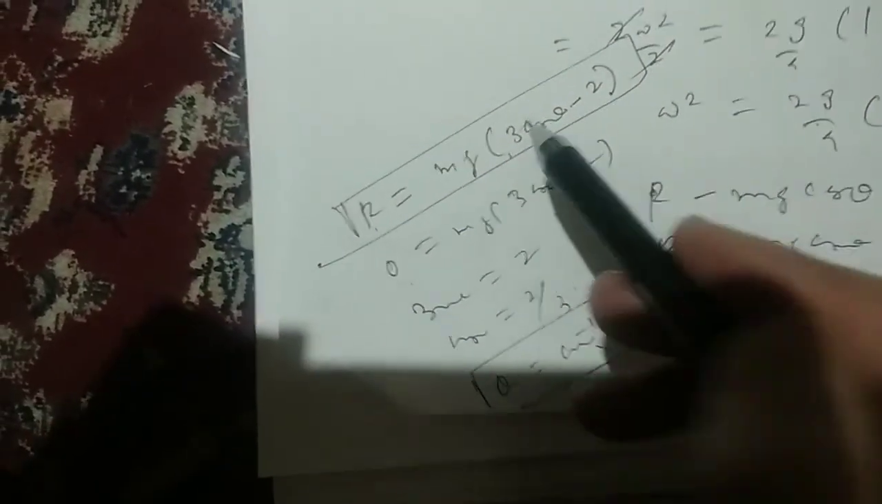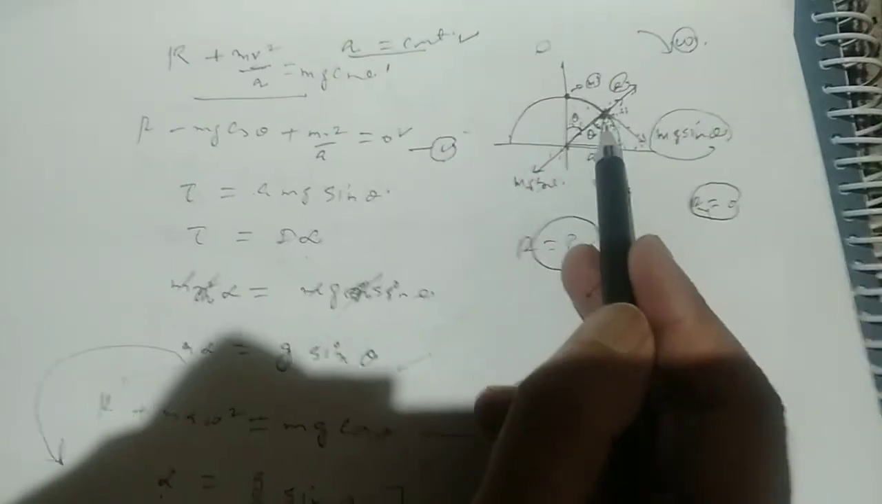We got the value of theta as well. This value of theta is the representative of the value when the particle will leave the surface. Okay, and this is the normal force exerted by the surface of this hemisphere on this particle.